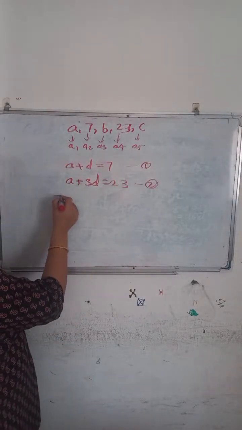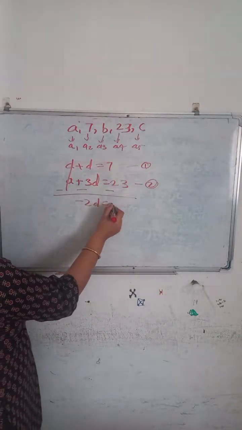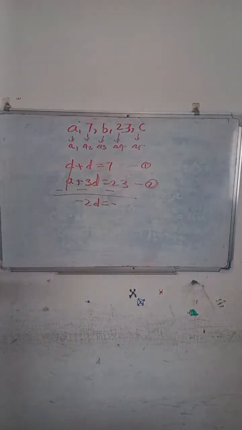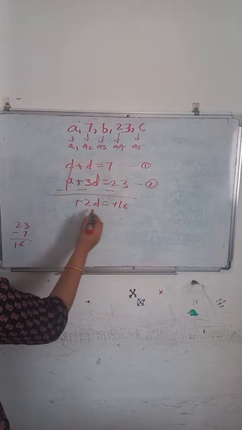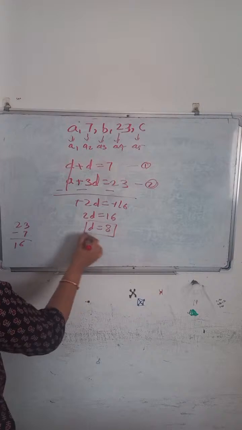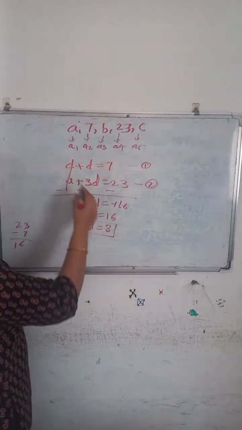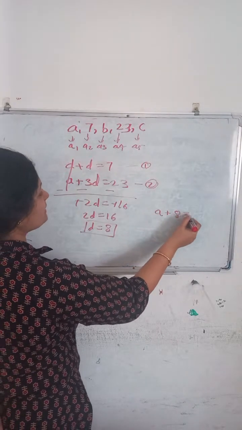So check here, you can solve this by the elimination method. These two A terms get cancelled. Minus 2d is equal to minus, how much will we get here? Check the value: 23 minus 7 is 16. So minus minus get cancelled, 2d is equal to 16. So d is equal to how much? You will get 8. Once you get 8, then substitute it in the first equation: A plus 8 is equal to 7.